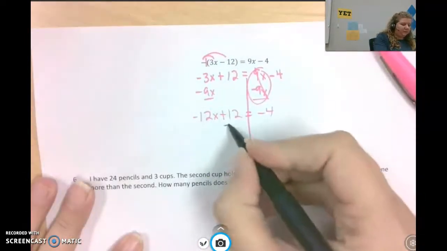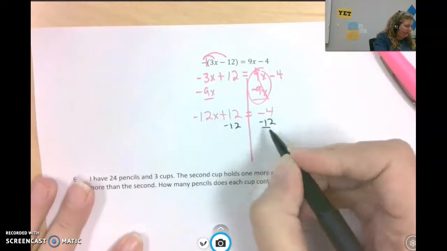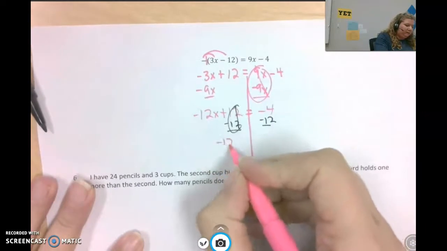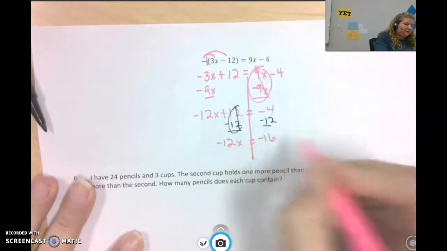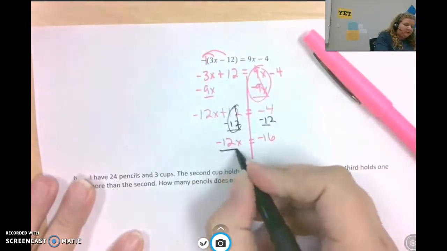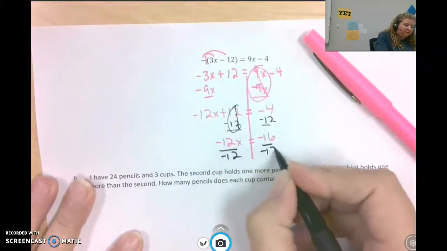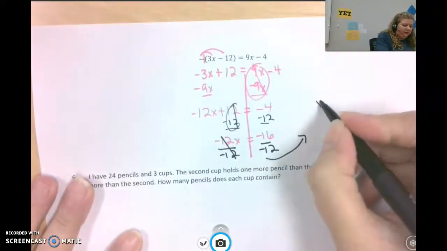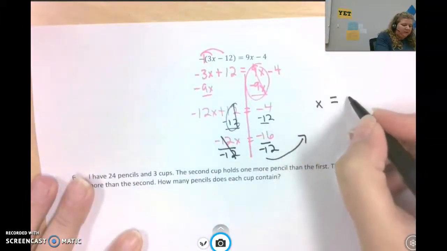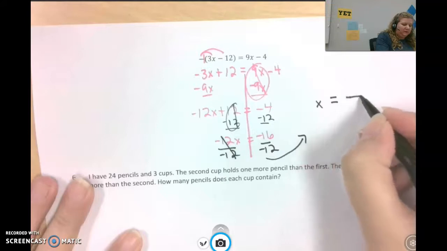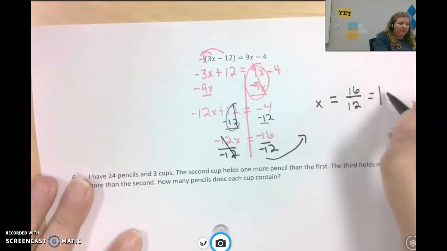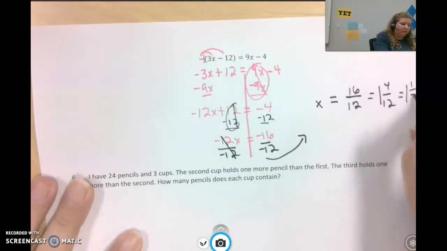Now I'm going to subtract 12 from each side. Negative 12x equals negative 16. Divide each side by negative 12. X is equal to 16 over 12, which would be 1 with 4 left over out of 12, which would be 1 1/3.